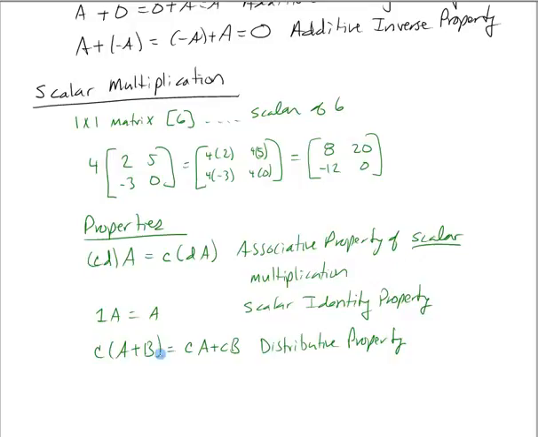And this would work with addition or subtraction. And if I had a sum of scalars times a matrix, I can distribute the matrix through the sum of the scalars. So this would be CA plus DA, where A is a matrix. And this is also the distributive property. It's just a matter of whether we're distributing through a sum of scalars or a sum of matrices.